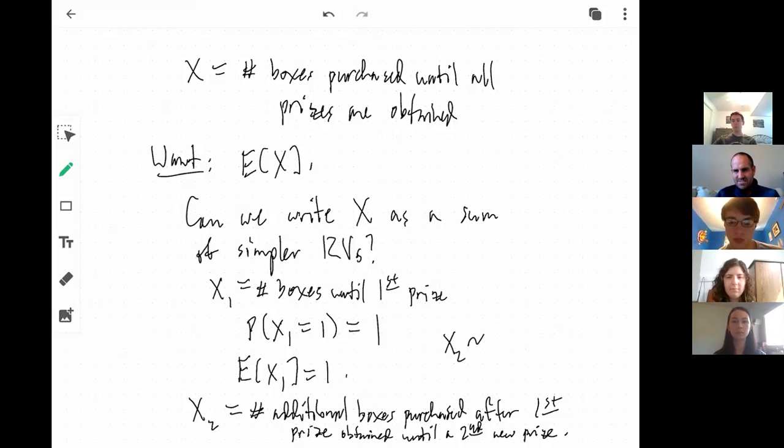What do you guys think? Matthew, were you about to say something? Is it geometric? Yeah, it's geometric. With what parameter?